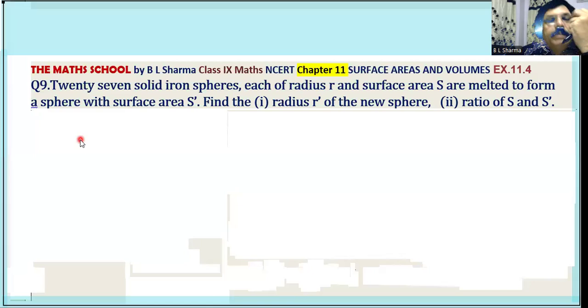Very interesting, very simple question. 27 solid iron spheres, each of radius r and surface area s, are melted to form a sphere with surface area s dash. Find radius r dash of the new sphere and the ratio of s and s dash. इस क्वेश्चन को विजुलाइज करते हैं.